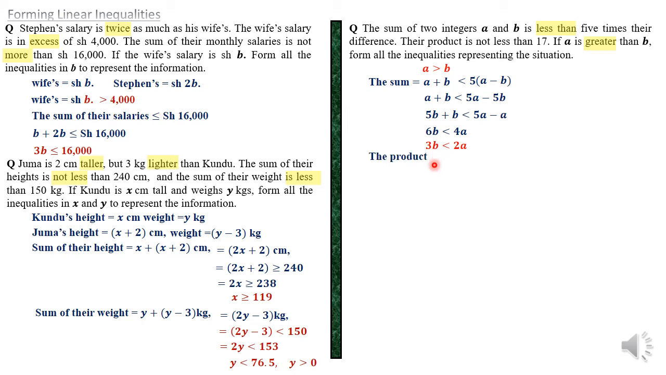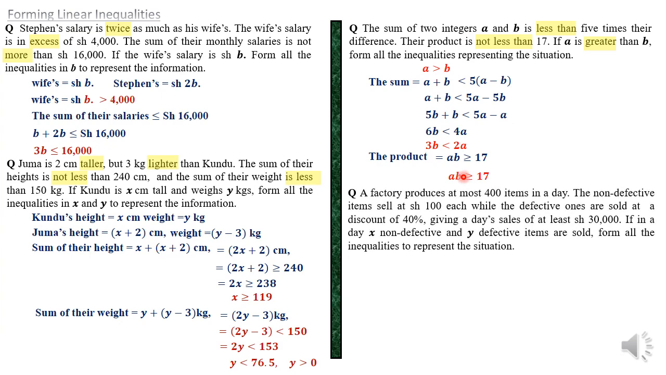Now we go on. Their product. We're told the product is not less than 17. Well, the product is a times b, which is ab. We're told it's not less than 17, so it could be bigger than 17 or even equal to 17. Therefore, it's bigger than or equal to that, and that's the second inequality. Do we have another? I don't think we have another. So we have those 3 inequalities.